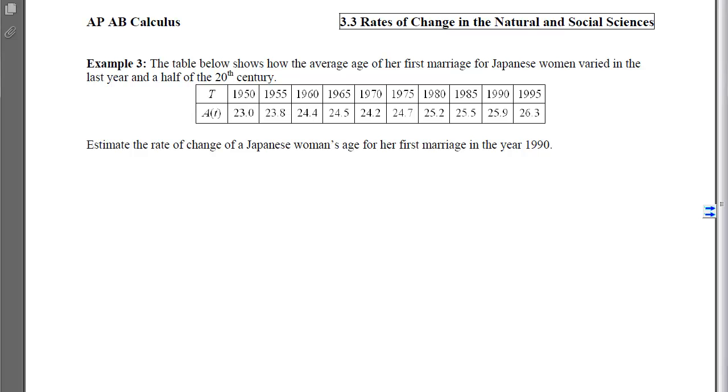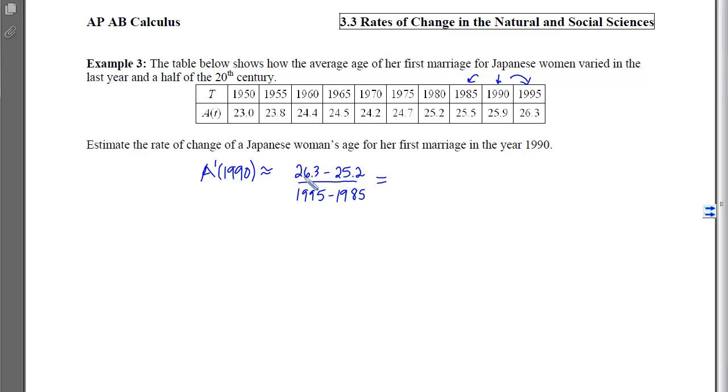With example 3, we again are dealing with a data version or a numerical version of a problem. And we have a chart here that represents the year and the age at which Japanese women are getting married for the first time. So if we want to estimate the rate of change of a Japanese woman's age for her first marriage in the year 1990, we're looking for A prime at 1990, and we're going to approximate it by locating 1990 and then using the flanking points. So we'd have 26.3 minus 25.2 over 1995 minus 1985.